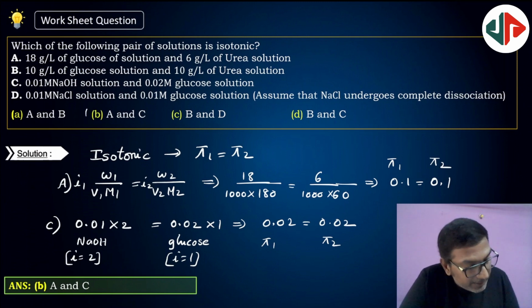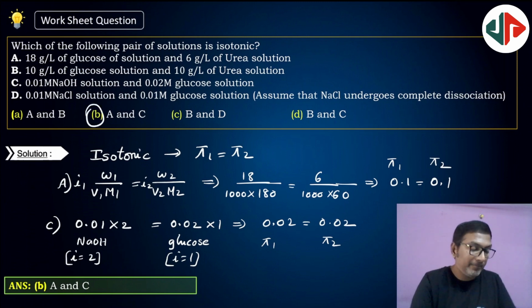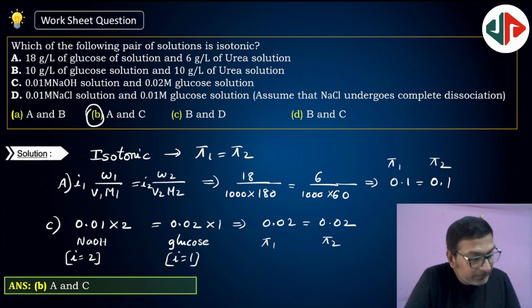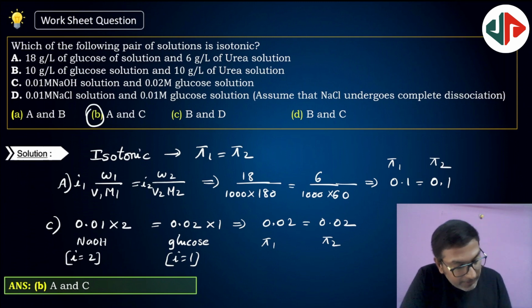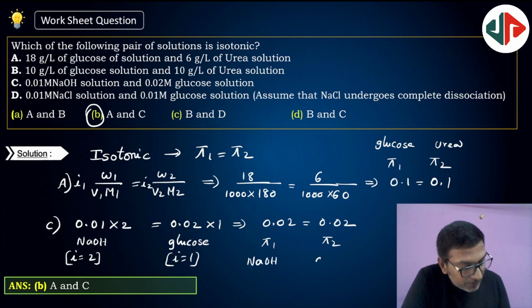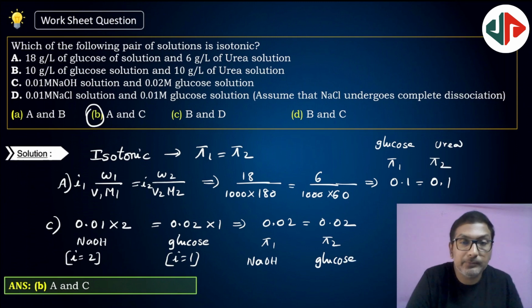Therefore option B. This is for glucose and this is for urea. Next, this is for NaOH and this is for glucose. Very important. Next.